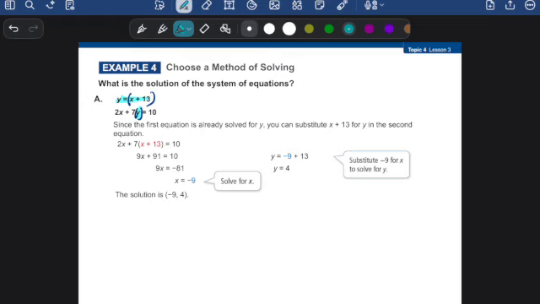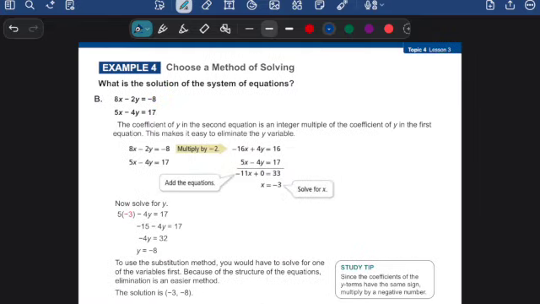So just substitute whatever's in the parentheses in for y in the second equation and distribute and solve. We get x equals negative 9. Plug that into the first equation and solve for y. So again, I use substitution because I already had what y equals. I could already substitute that in. I didn't have to manipulate any equations.